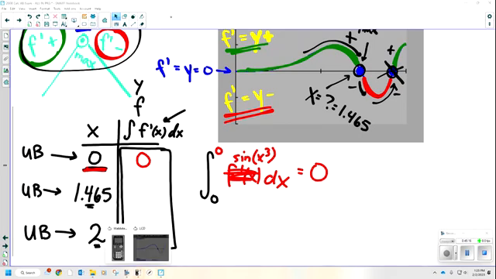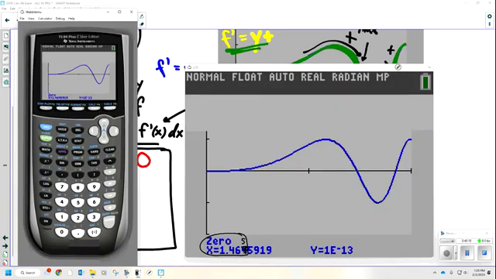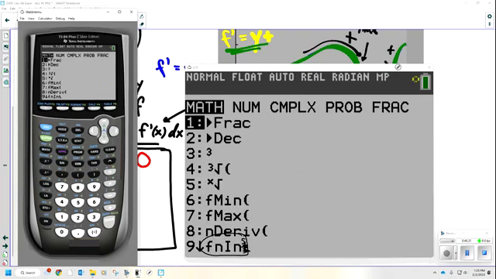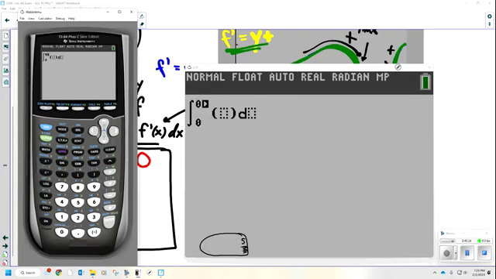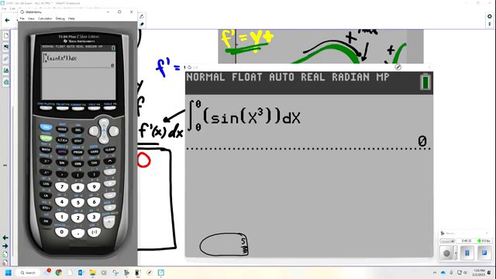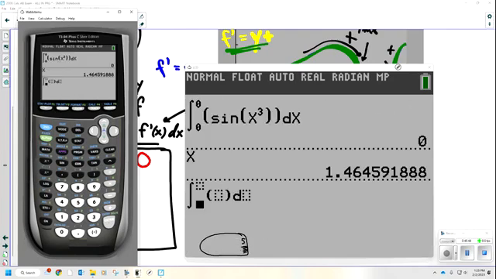Let's try the other 2. Let's get out of here, and just for fun, let's go math 9. And I'll do 0 to 0 of the sine of x cubed dx. Okay, that should be 0, and it is. Let's try now. Okay, first of all, wait a second. In our x, do we still have that long number? We do, so I'm not going to type it out. Math 9. I want from 0 to 1.465 of the sine of x cubed, dummy variable x.